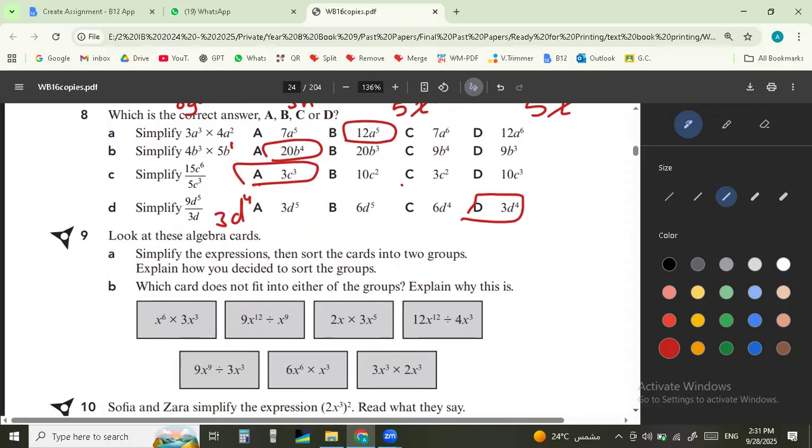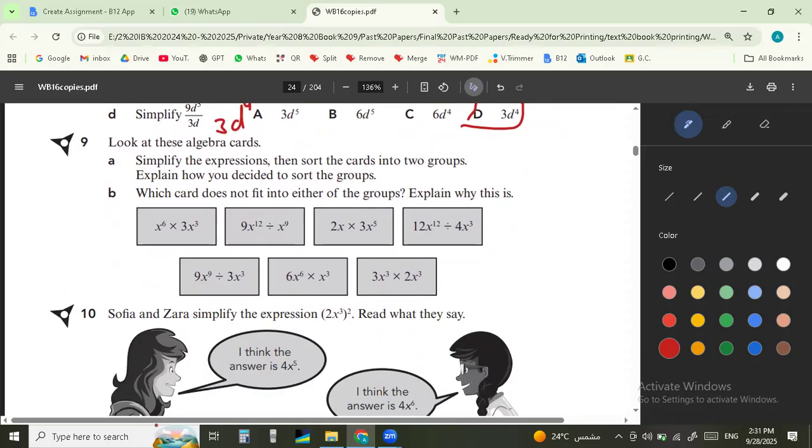Question 9. Simplify the expressions and then sort the cards into two groups. Explain how you decided to sort the groups, which card does not fit. So let's do this here.